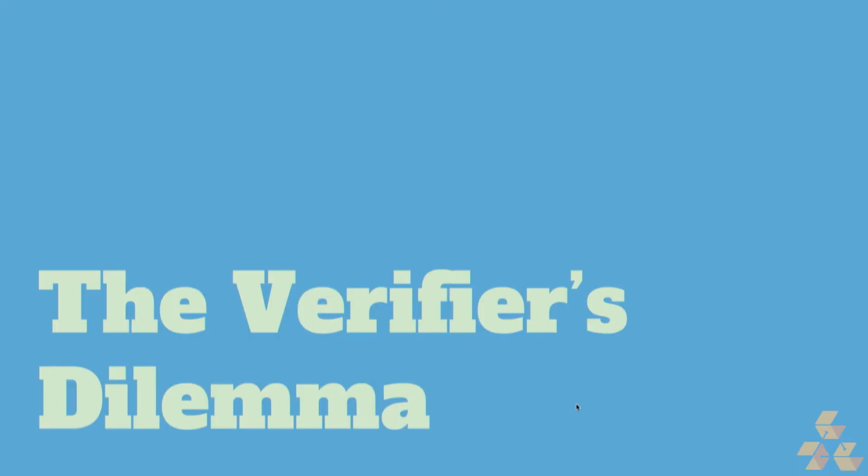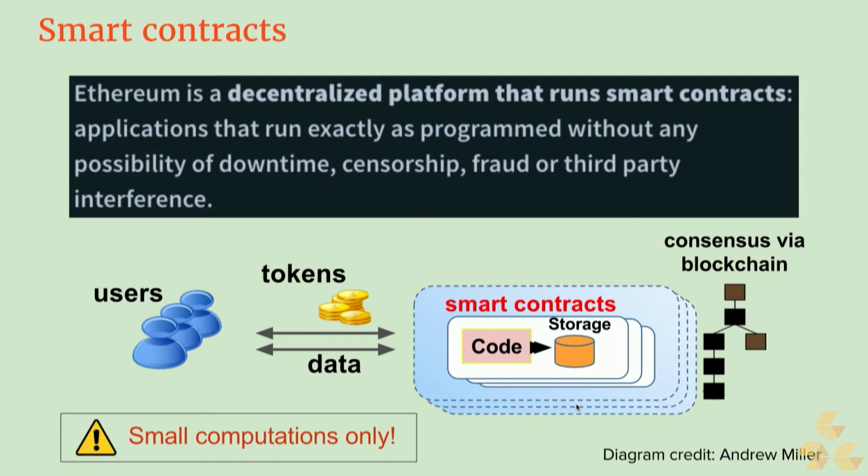So let's start off. What's the problem that TrueBit is trying to solve? This goes back to the idea of the verifier's dilemma. But first, let's talk about where the verifier's dilemma comes from. What does it mean? What is a smart contract? Let's start there. So we quote directly from ethereum.org: Ethereum is a decentralized platform that runs smart contracts, which are applications that run exactly as programmed without any possibility of downtime, censorship, fraud, or third-party interference.